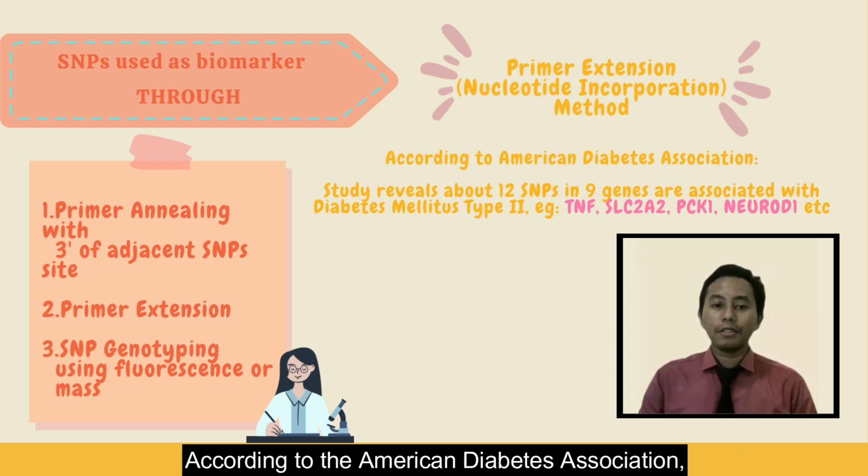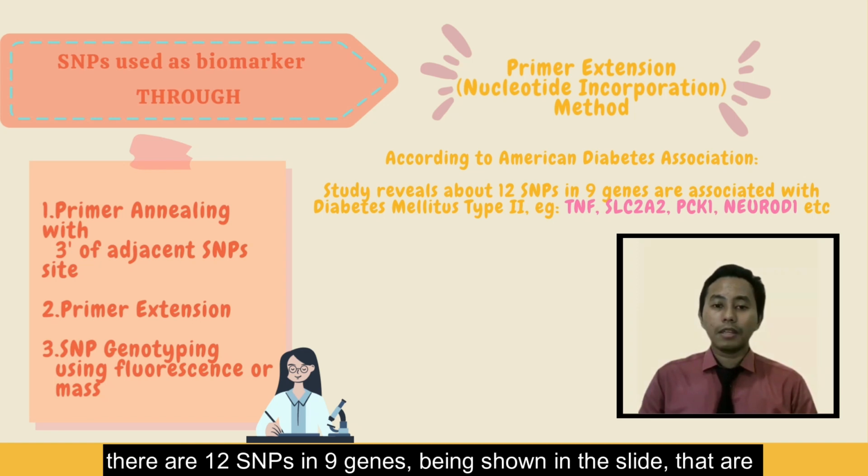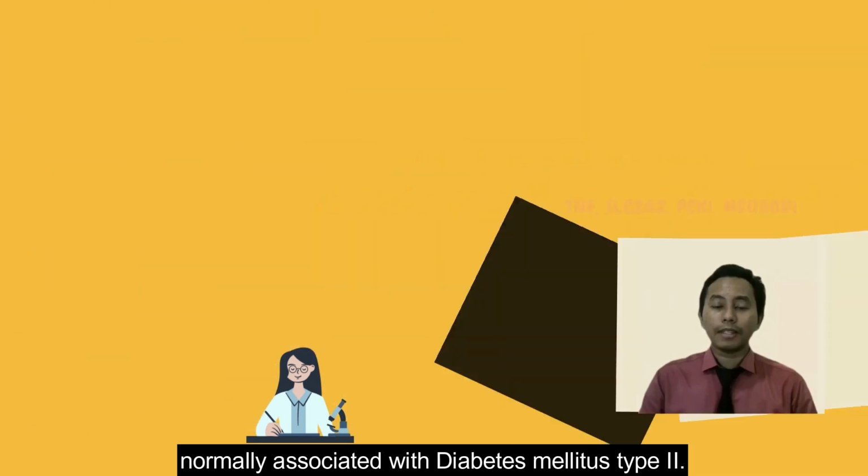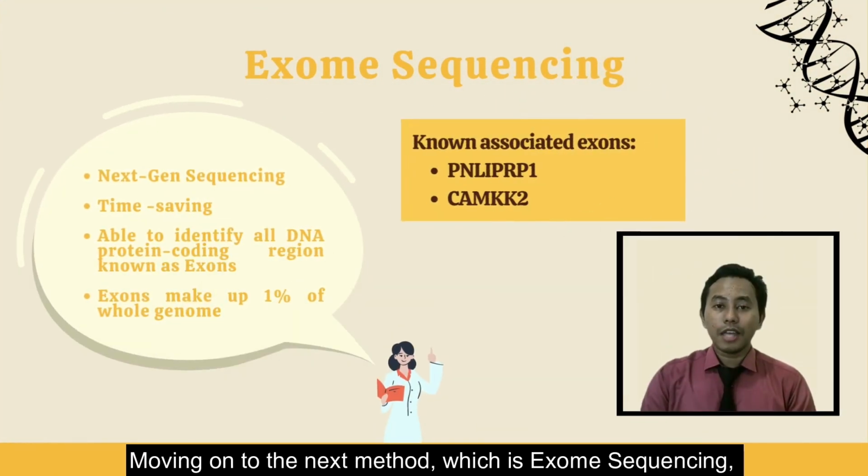According to the American Diabetes Association, there are 12 SNPs in 9 genes, shown in the slide, that are normally associated with diabetes mellitus type 2. Moving on to the next method, which is exome sequencing.